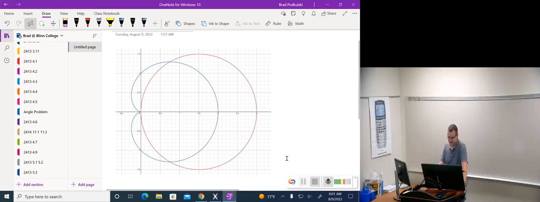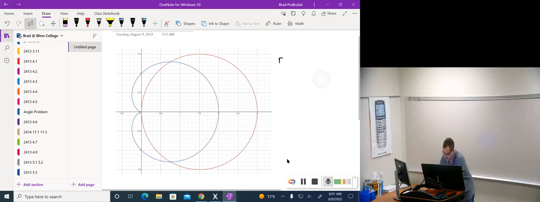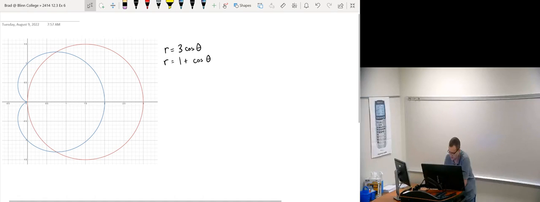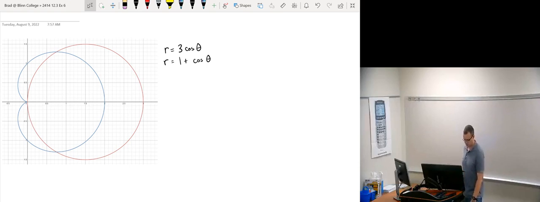This is an extra problem for 12.3, polar area problem. It's example 6 out of the textbook, at least the edition I'm using. So they say, okay, we have two curves, 3 cosine theta and 1 plus cosine theta. So 3 cosine theta is a circle, 1 plus cosine theta is the cardioid.